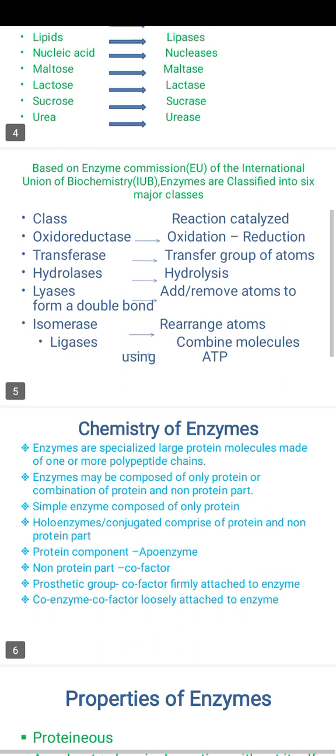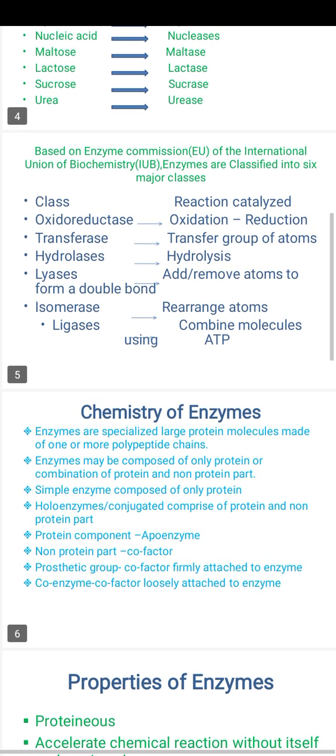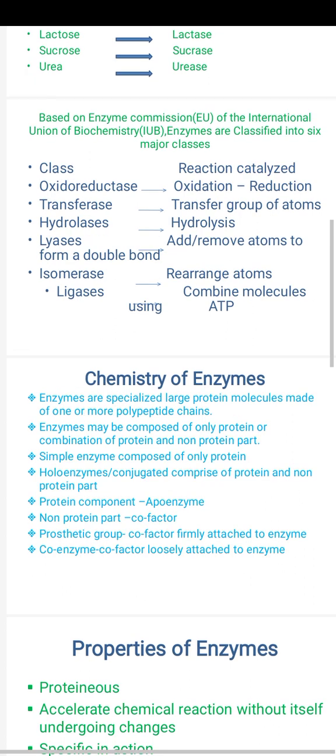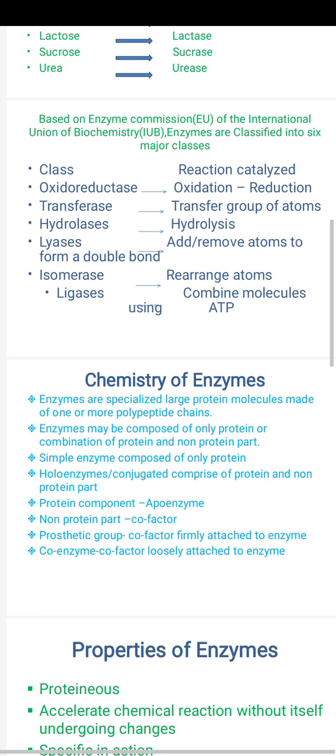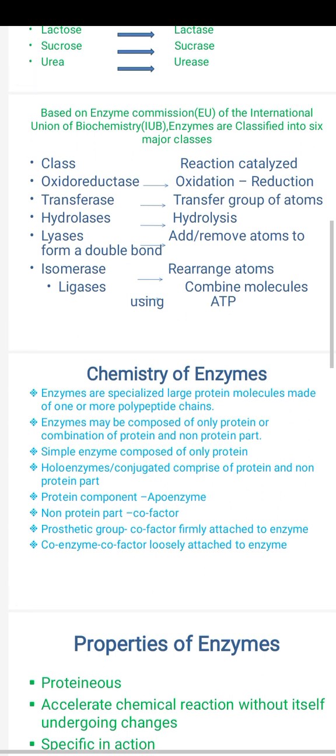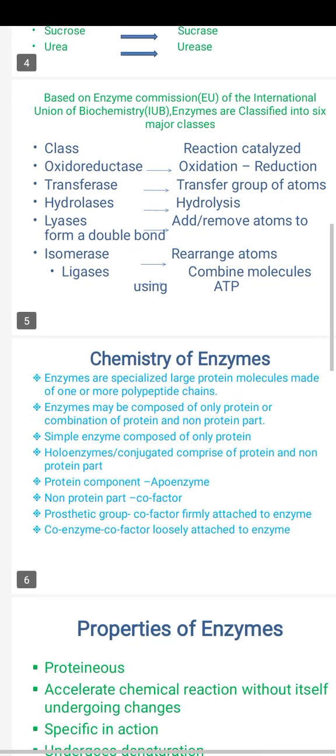Based on the Enzyme Commission of the International Union of Biochemistry, means IUB, enzymes are classified into 6 major classes. First is the oxidoreductase. What is the oxidoreductase? In that, the reaction catalyzed is oxidation reduction. Transferase is the class in which there is transfer of groups of atoms.